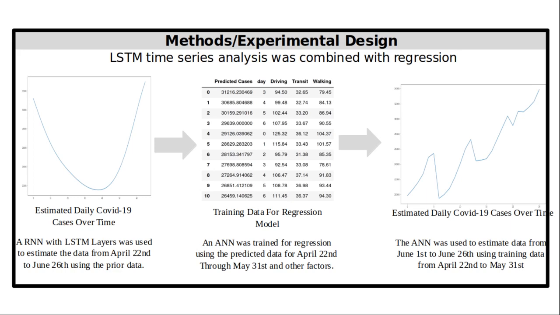The next section is the methodology section. It explains the process by which the data was utilized. The recurrent neural network that represented more traditional models was used to estimate the final 60 days of the data. This is data representative of April 22nd to June 26th, 2020.